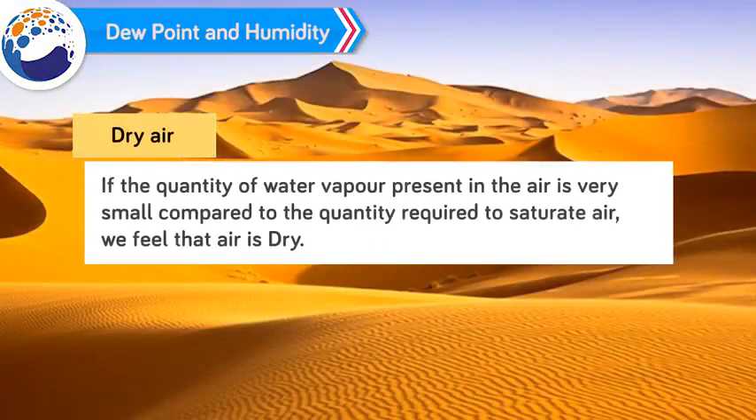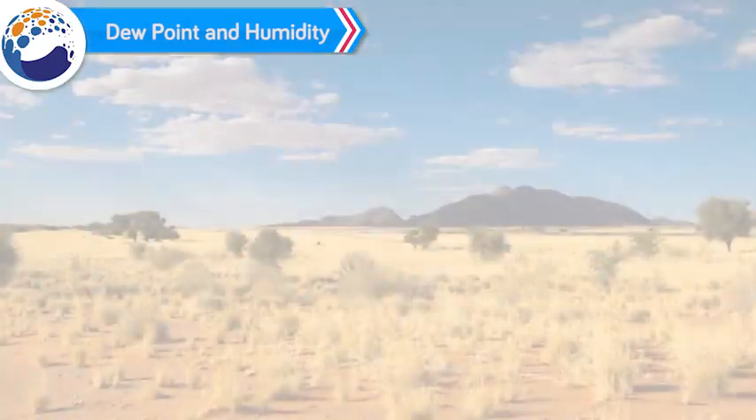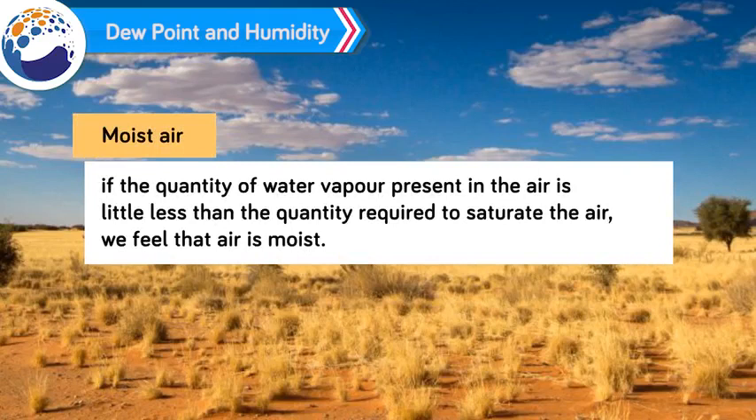Dry air. If the quantity of water vapor present in the air is very small compared to the quantity required to saturate air, we feel that the air is dry. Moist air. If the quantity of water vapor present in the air is a little less than the quantity required to saturate the air, we feel that the air is moist.